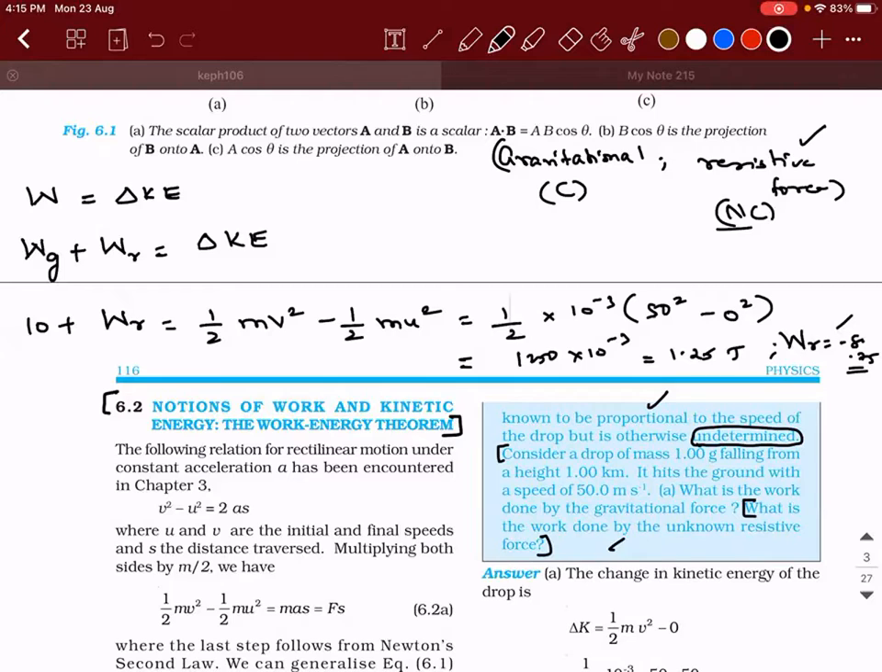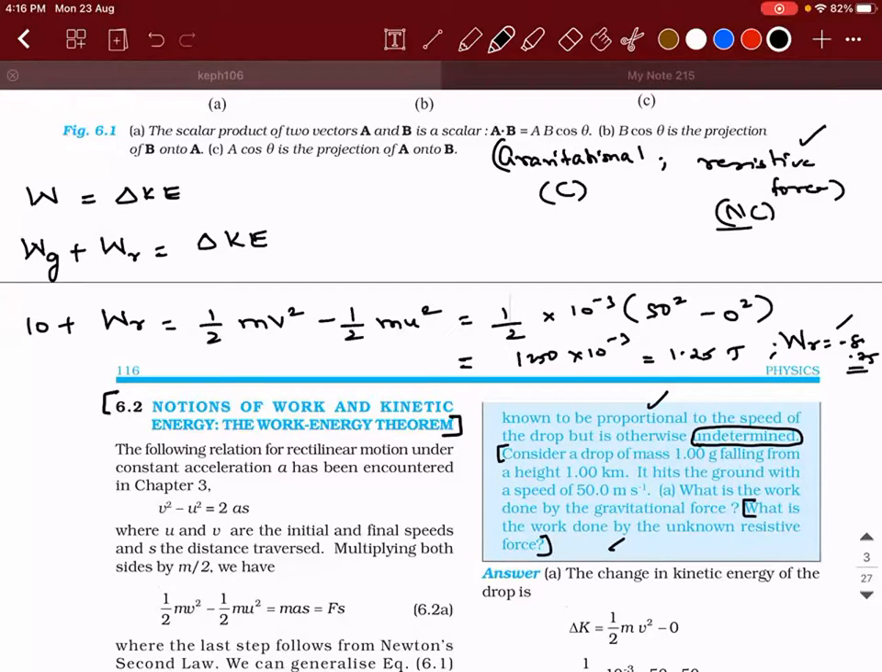Generally, we know work done by resistive forces is always negative. So if the same question comes in assertion reason, what will you write? They'll give the statement like this: work done by resistive force is always negative. What is the correct reason for it? Because the force and the displacement are always in opposite direction. Theta will always be 180 degrees. That is the reason for that negative sign.